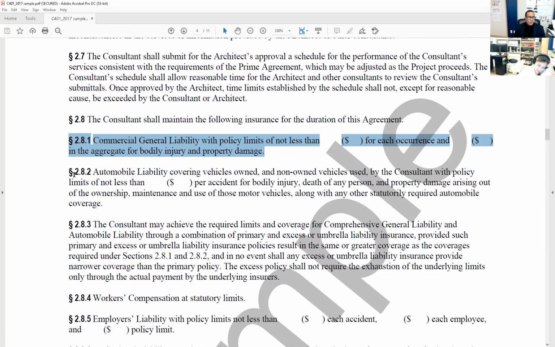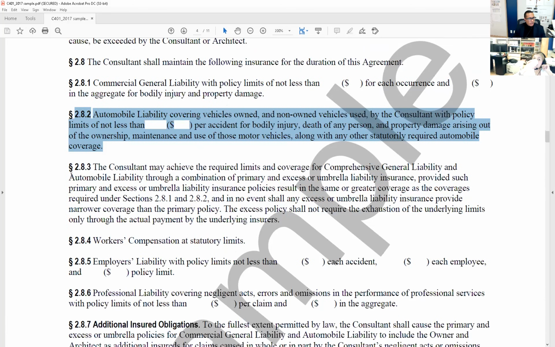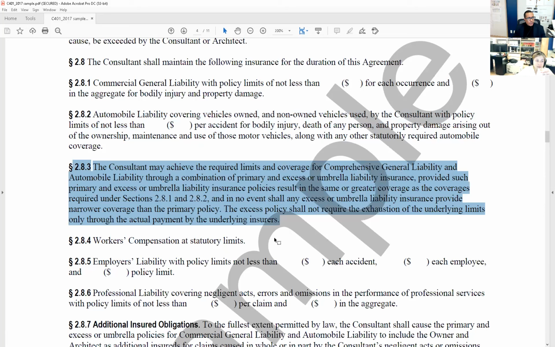Section 2.8.2 says automobile liability covering owned and unowned vehicles used by the consultant with policy limits no less than such and such. I'm not going to go through it. It's pretty much the same thing as the B101. The consultant may achieve the required limits and coverage for comprehensive general liability and automobile liability through a combination of primary and excess or umbrella liability insurance. There are multiple insurances, basically, a package of insurances to be able to add up to that amount.